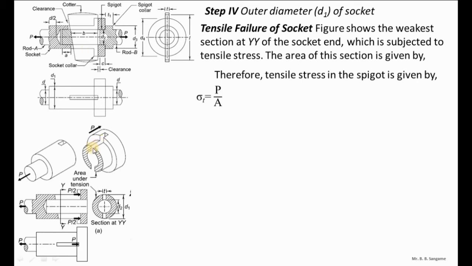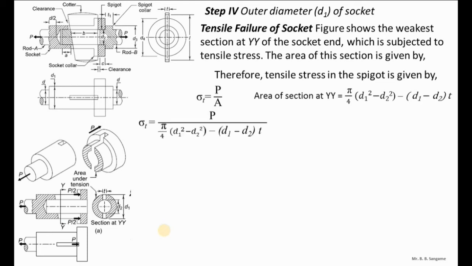Okay, so we need to deduct this area also. So the formula will be pi by 4 d1 square minus pi by 4 d2 square minus d1 into t minus d2 into t. So area will be pi by 4 (d1 square minus d2 square) minus d1 into t minus d2 into t. Okay, so put the value of area in the equation. Sigma t is equal to P divided by [pi by 4 (d1 square minus d2 square) minus (d1 minus d2) into t].